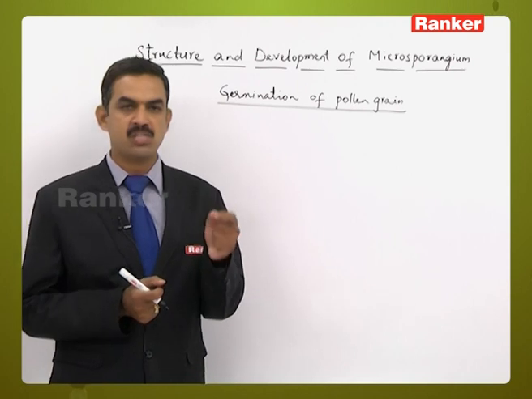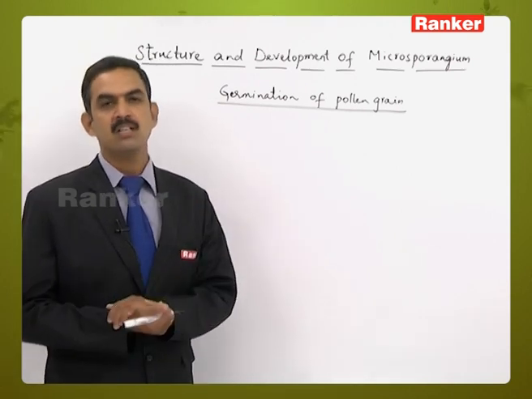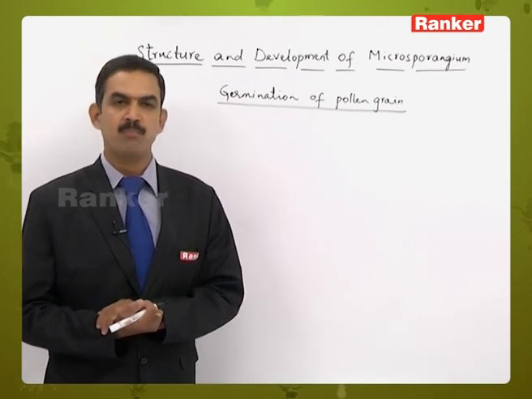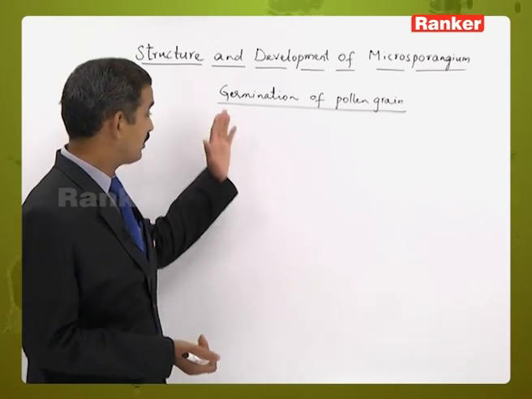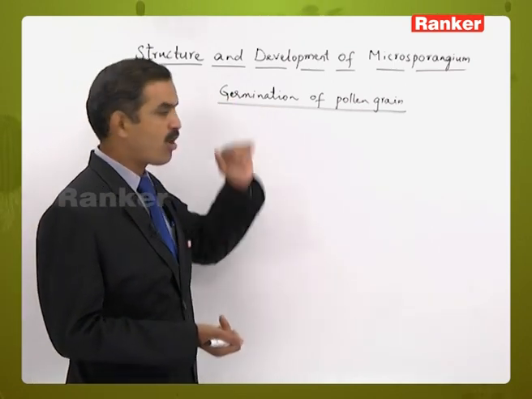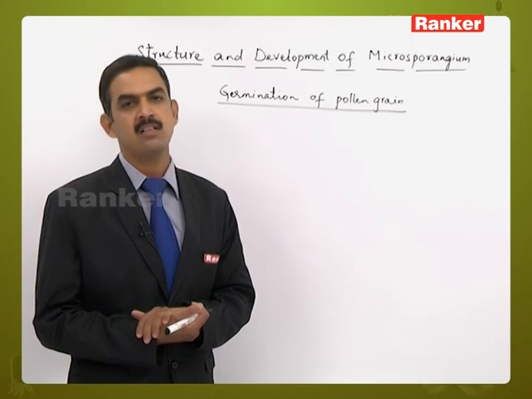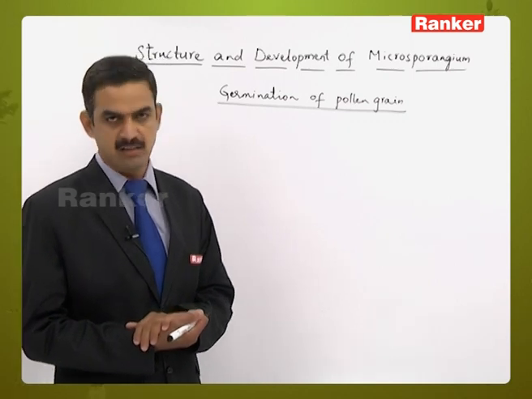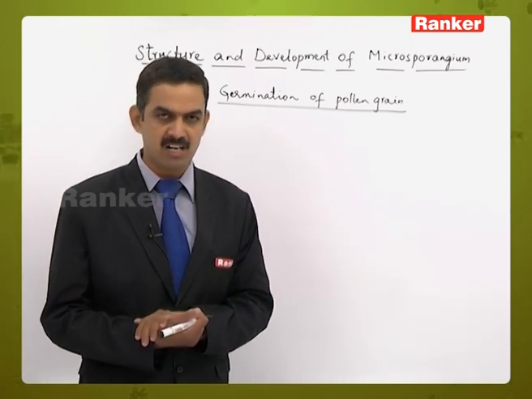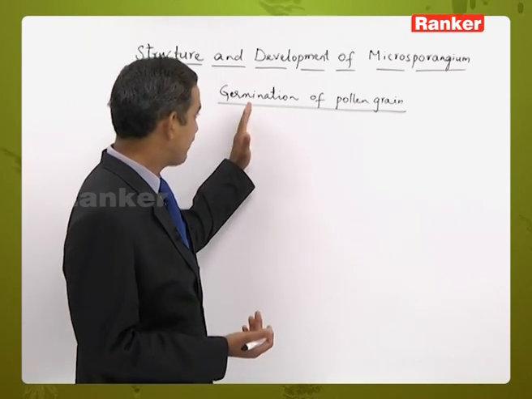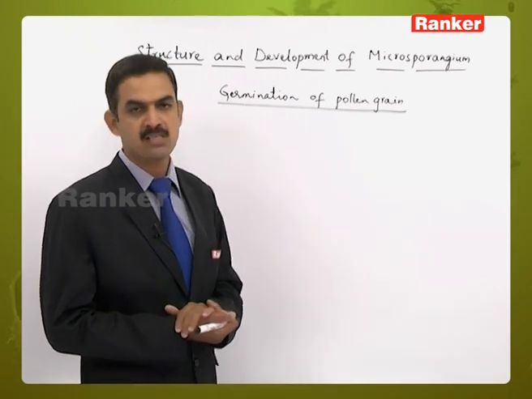Germination is nothing but the division of the pollen grain to produce the daughter cells related to the male gametophyte. That will be taking place when the pollen grain is present inside the pollen sac of the anther. So, we call it a precocious development, and due to germination the male gametophyte is formed.